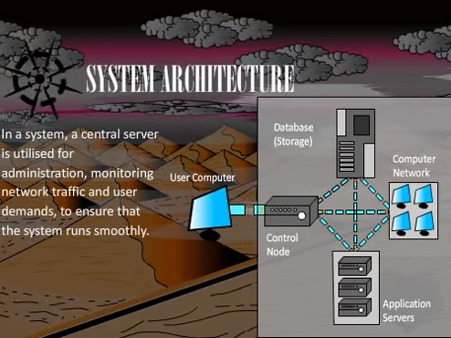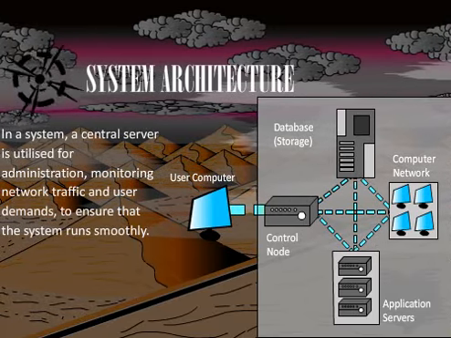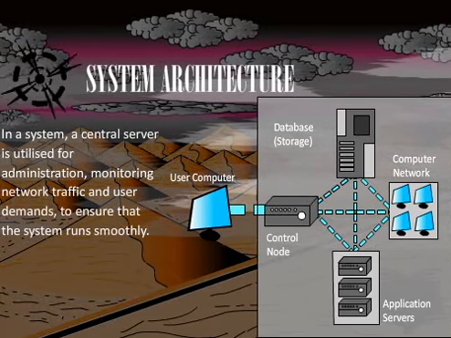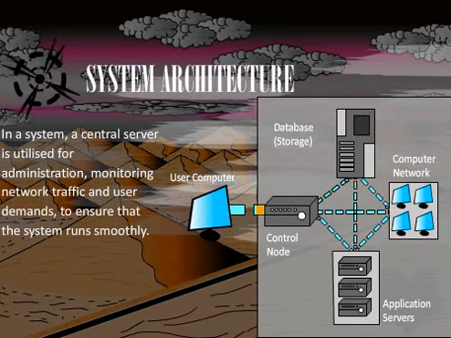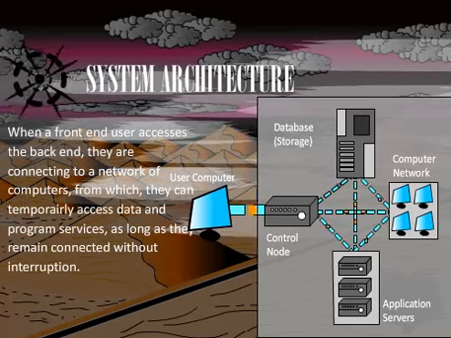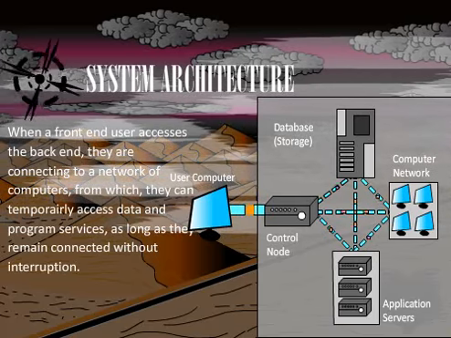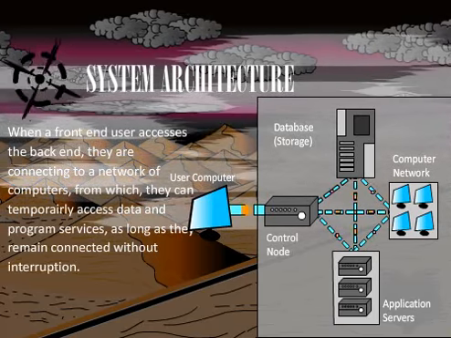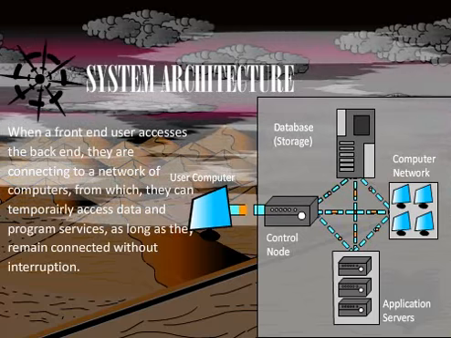In a system, a central server is utilized for administration, monitoring network traffic and user demands to ensure that the system runs smoothly. When a front-end user accesses the back end, they are connecting to a network of computers, from which they can temporarily access data and program services.